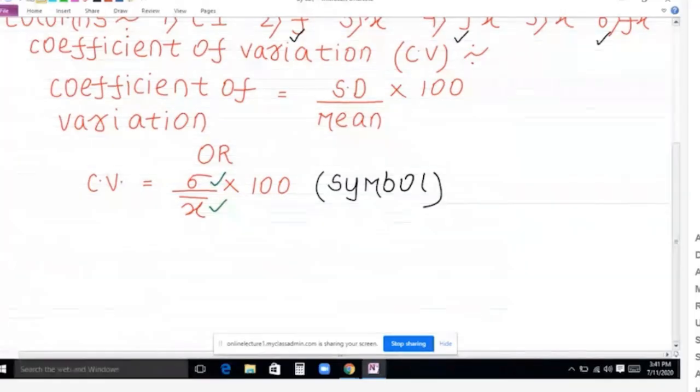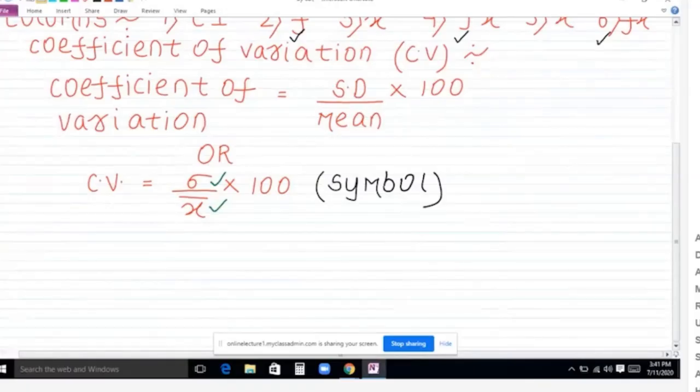The coefficient of variation is used to determine the consistency. Everyone listen carefully to what I am saying: it is used to determine the consistency. Consistency means we have to check the stability. Stability means we have to check the reliability. So in order to check the consistency of the given distribution, we have to make use of the coefficient of variation.